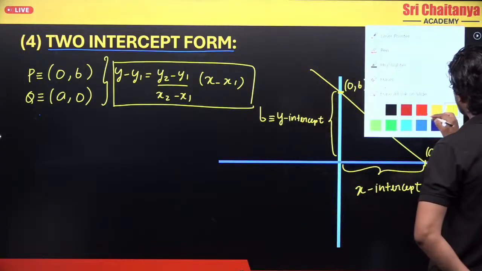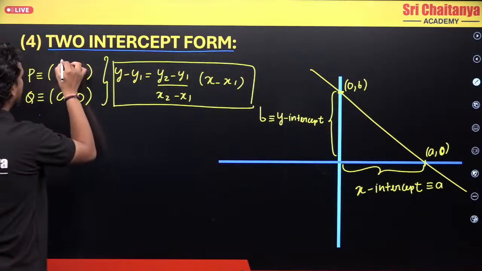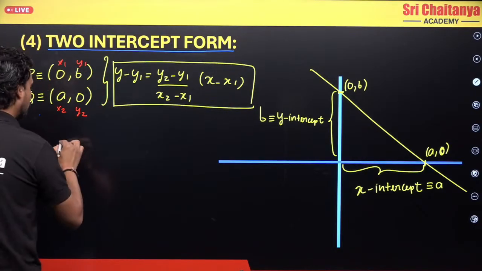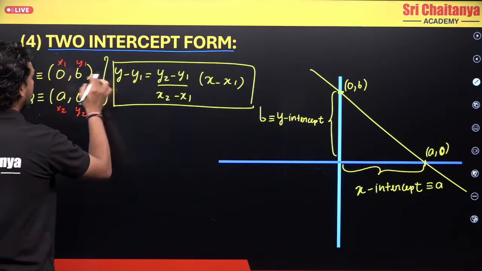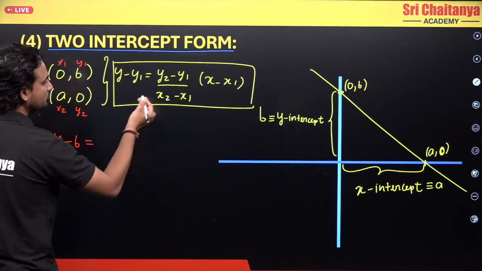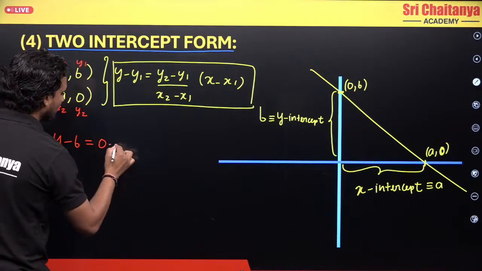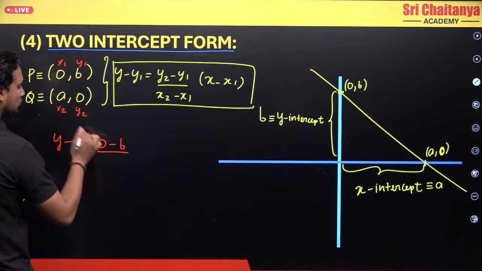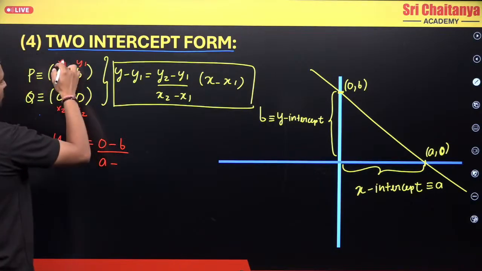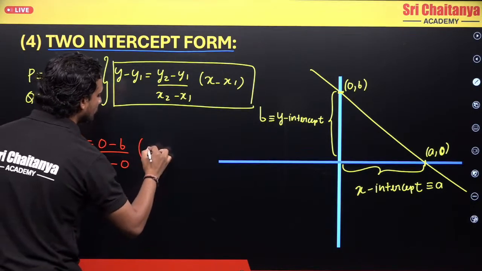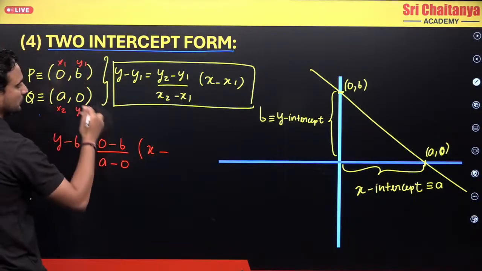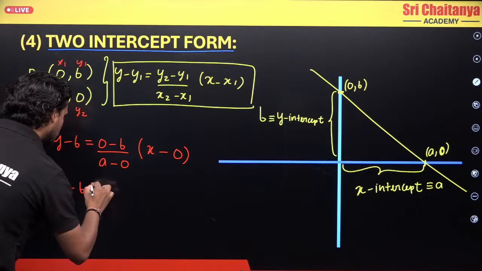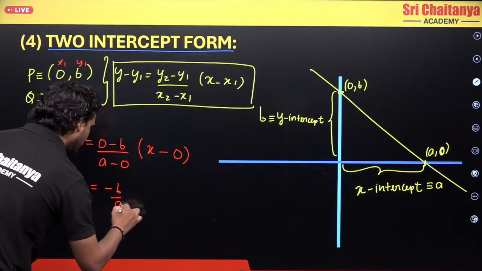So let's substitute the values here. Once again, to substitute the values, I'll say that this is x1, this is y1, this is x2, this is y2. I will have y minus y1. What is y1? y1 is b, is equal to, what is y2? y2 is 0, minus y1. What is y1? y1 is b, upon x2. What is x2? x2 is a, minus, what is x1? x1 is 0, into x minus x1, and again x1 is 0 here. So what do I get? I get y minus b is equal to minus b by a into x.